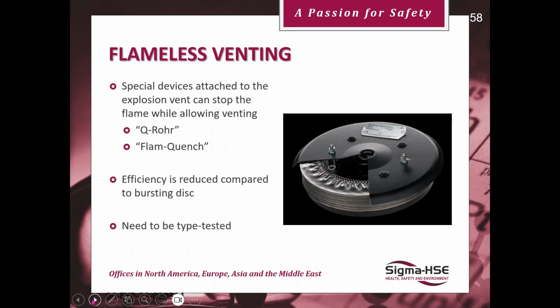One of the things that's more common nowadays is flameless venting. Special devices attached to the explosion vent area can stop the flame while allowing the venting. Q-Rohr, flame quench, for instance. Efficiency is reduced compared to normal venting and it needs to be type tested. If you have materials like sugar, for instance, caramelization occurs and then it can block up these vents and they stop working properly. Don't forget, it stops the flame but releases the toxic materials and the pressure outside.